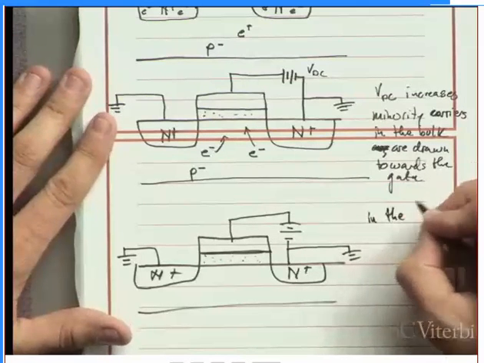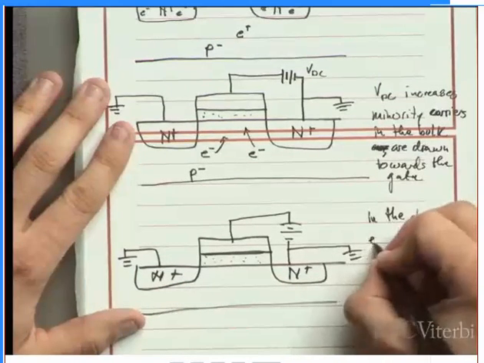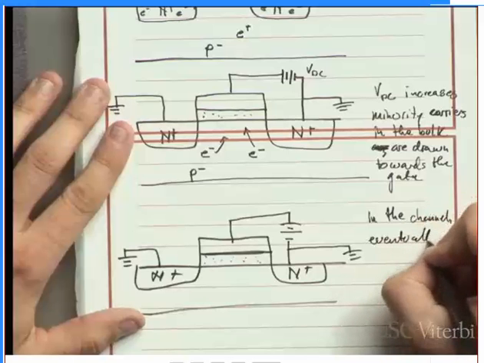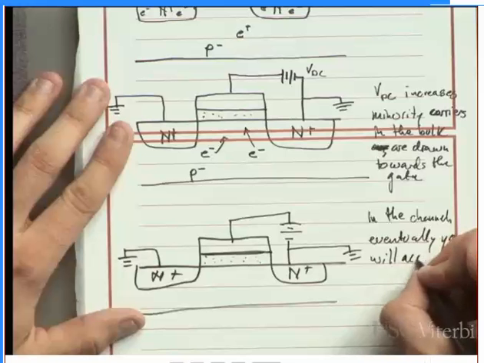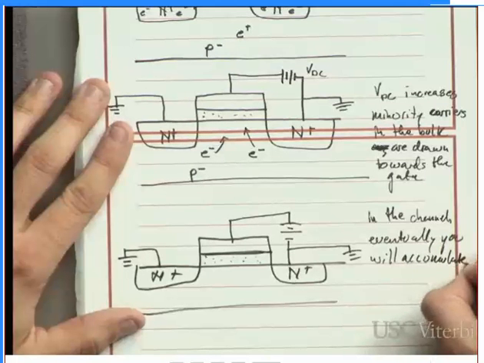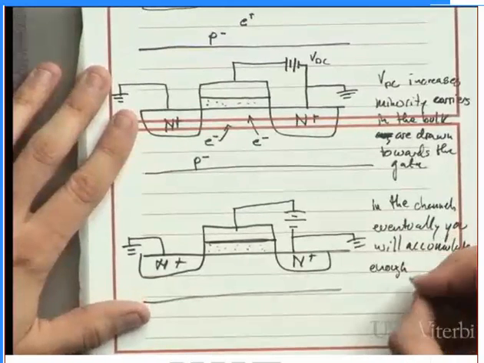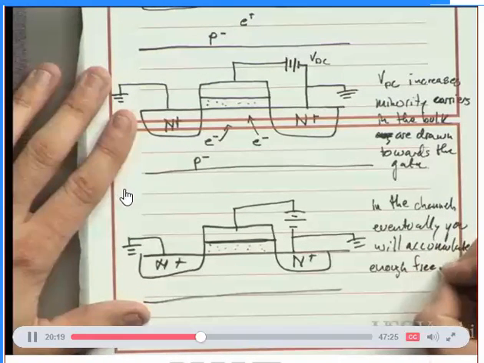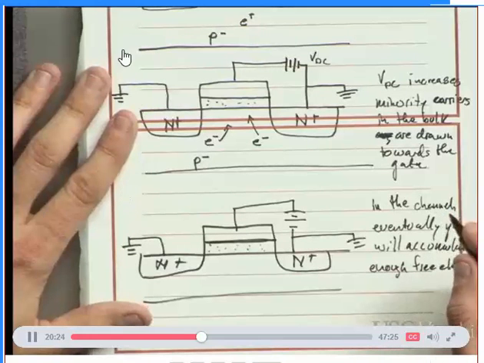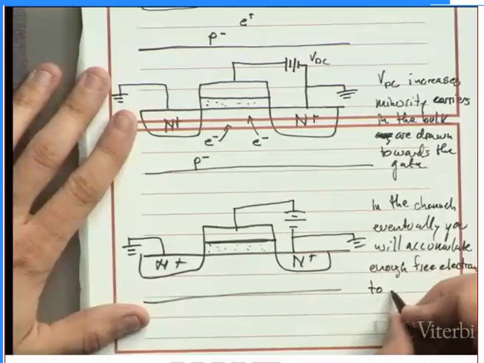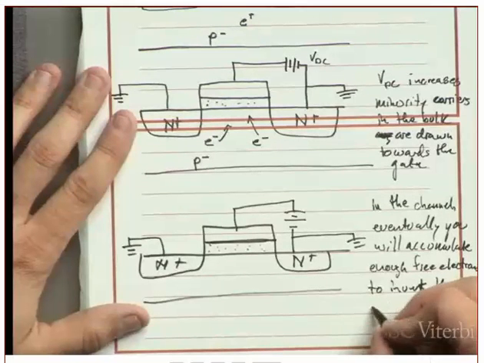So in the channel, which is this region between these two guys, eventually you will accumulate enough, in this case, free electrons, to invert the substrate.